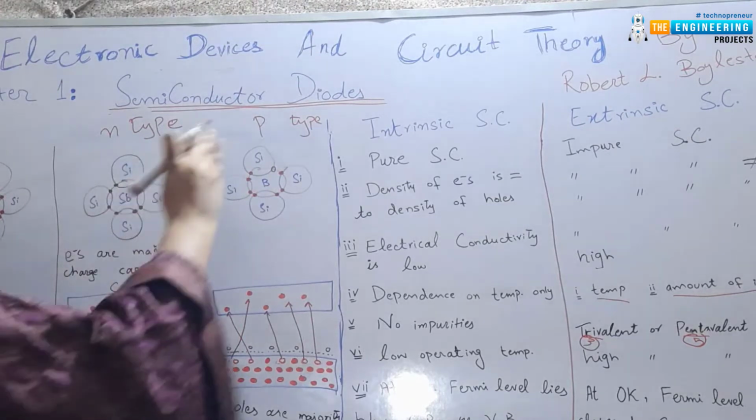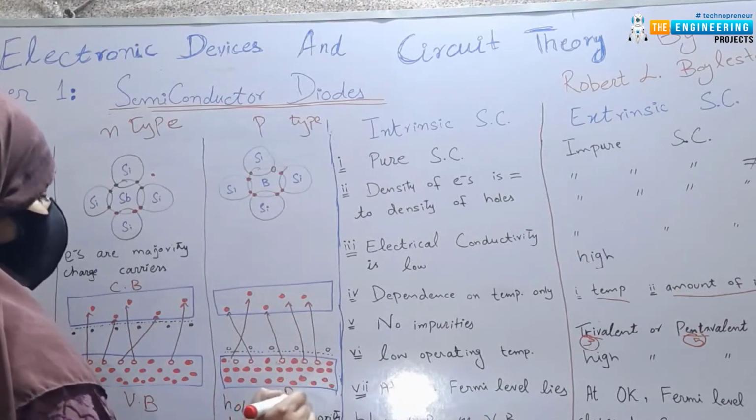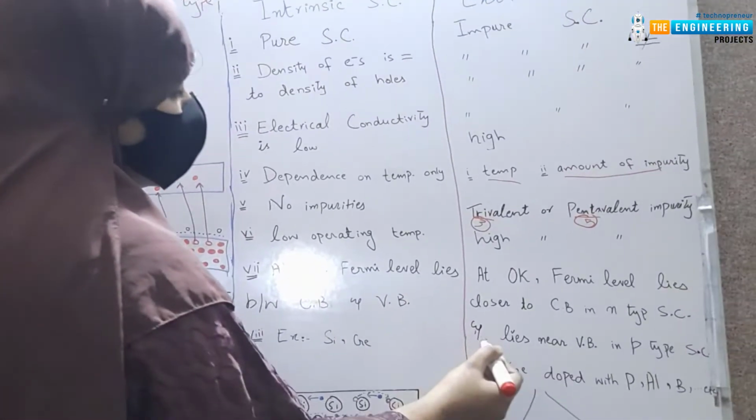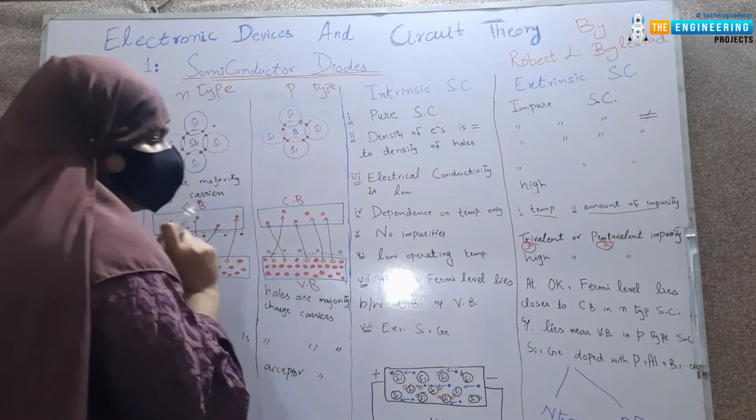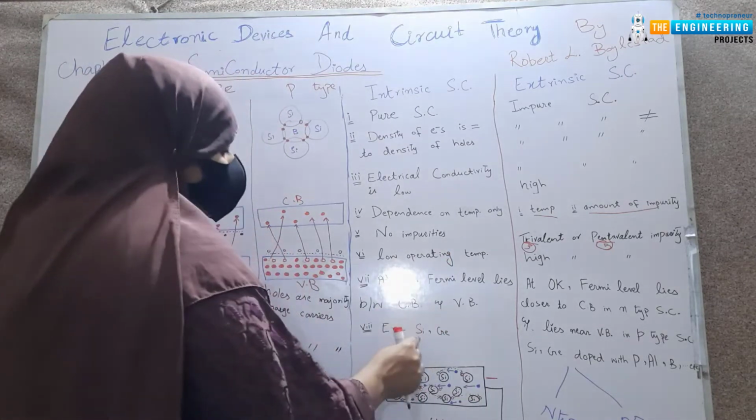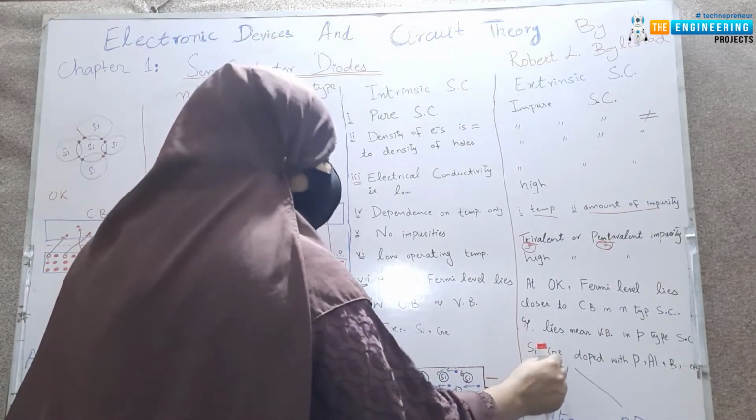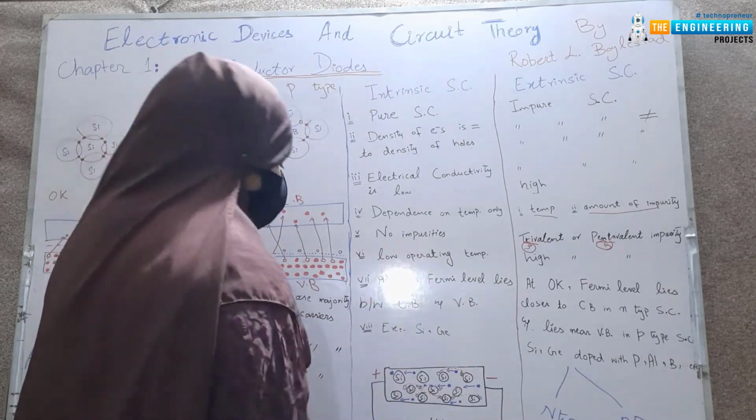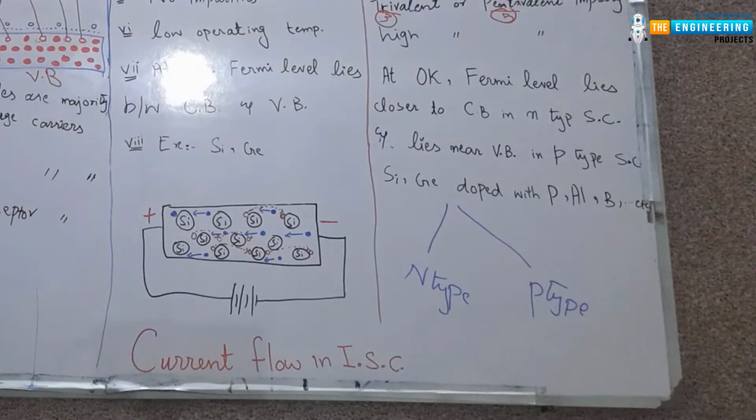But in case of p-type semiconductor, the Fermi level is closer to the valence band. It is far from the conduction band. In p-type semiconductor, Fermi level lies near the valence band. So, here the examples are silicon and germanium, but in this case, examples are silicon, germanium doped with phosphorus, aluminium, bromine, etc.